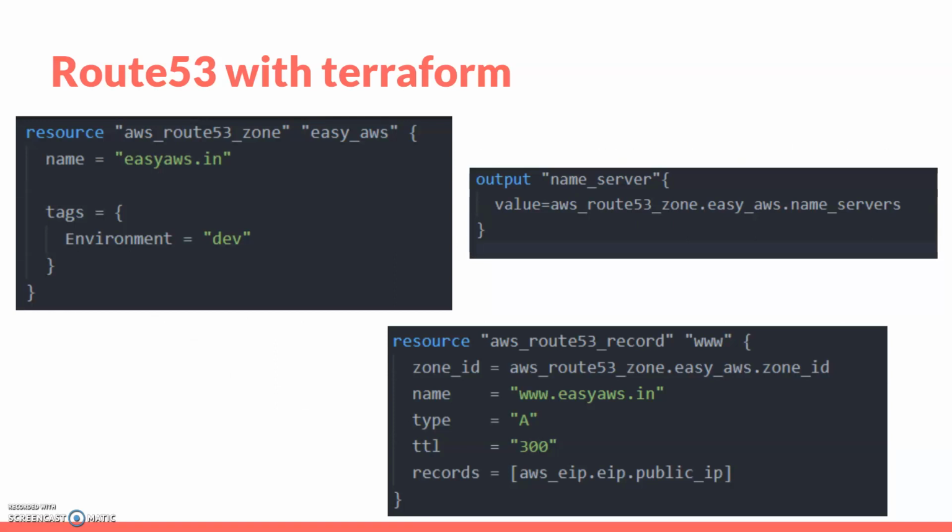So how will Route 53 be configured using Terraform? Basically we will use two resources. One is the Route 53 zone, and the second one is the Route 53 records. So you can configure all records: CNAME, A record, alias, or MX record. Here we will take the example of the A record, because we will map our elastic IP to the host name. So I am hosting the easyaws.in site. I have taken this domain from GoDaddy, and I want to host this in the AWS Route 53 service.